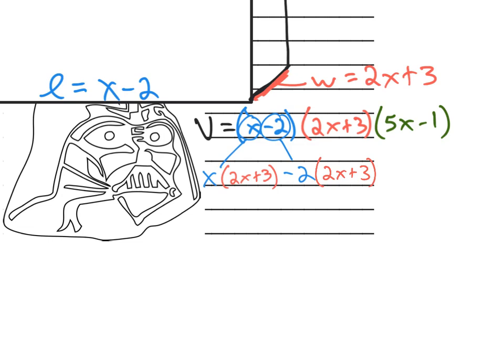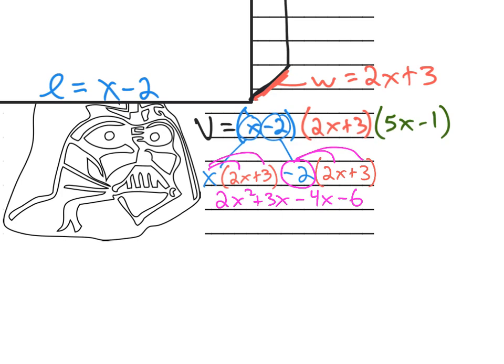All right, let's go ahead and finish this distribution. So I'm going to have x times 2x to get what? 2x what? Squared. 2x squared. And then what's the next one? 3x. All right, my next distribution is negative 2. Don't forget the negative. Negative 2 times 2x. Negative 4x. And then negative 2 times 3. Negative 6.